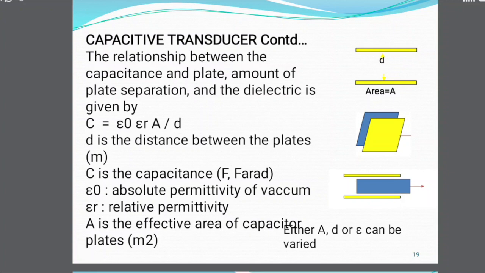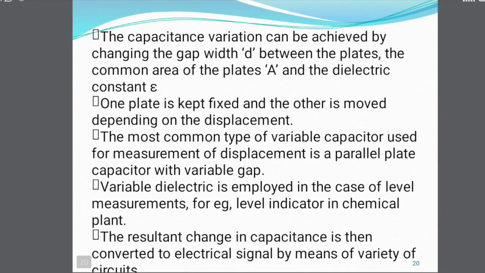The relationship between the capacitance and plate is C = ε0 εr A / d. d is the distance between the plates, C is the capacitance in farad, ε0 is the absolute permittivity of vacuum, εr is the relative permittivity, A is the effective area of capacitor plates. The capacitance variation can be achieved by changing the gap d between the plates, the common area of the plates A, and the dielectric constant ε. One plate is kept fixed and the other is moved depending on the displacement. The most common type of variable capacitor used for measurement of displacement is a parallel plate capacitor with a variable gap. Variable dielectric is employed in the case of level measurement, for example, level indicator in chemical plant.